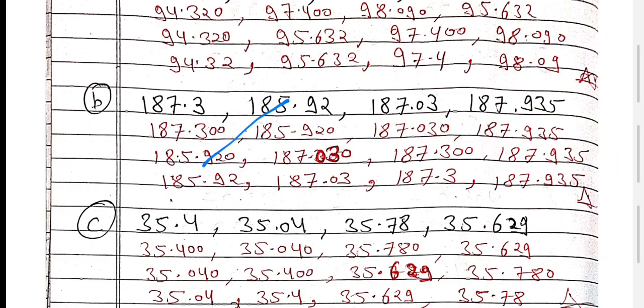920 was made with the help of this number, so write this number here. 187.030 was made with the help of this number, write this number here. This number was made from this number, so write it here. This one was made from this one, write here. It means that after arranging, you have to convert it back into your original numbers.